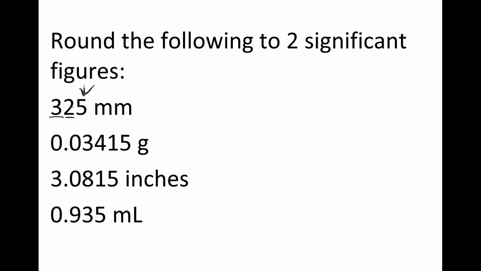2 rounded up is 3, so we get 3, 3, and we can't just leave this as 33, because 33 is not a rounding of 325. We would round this to 330 millimeters. So sometimes you will need to put in a 0 as a placeholder. These 2 values are significant. This 0 here is not significant.